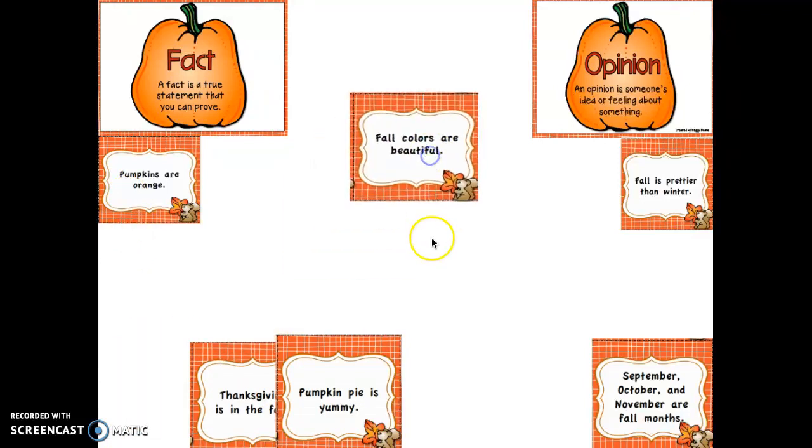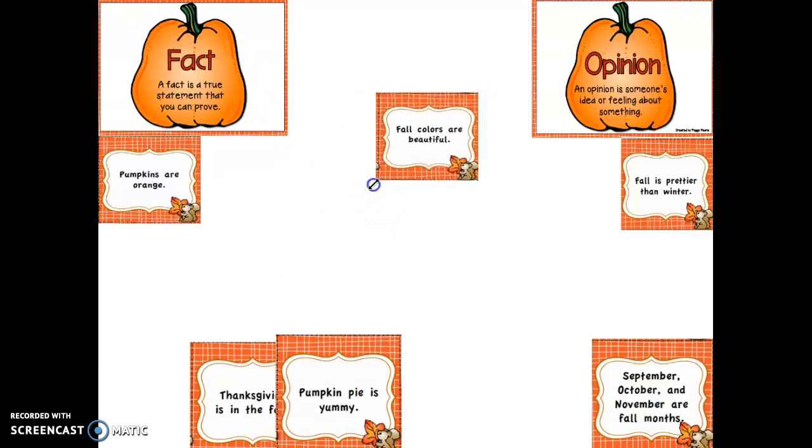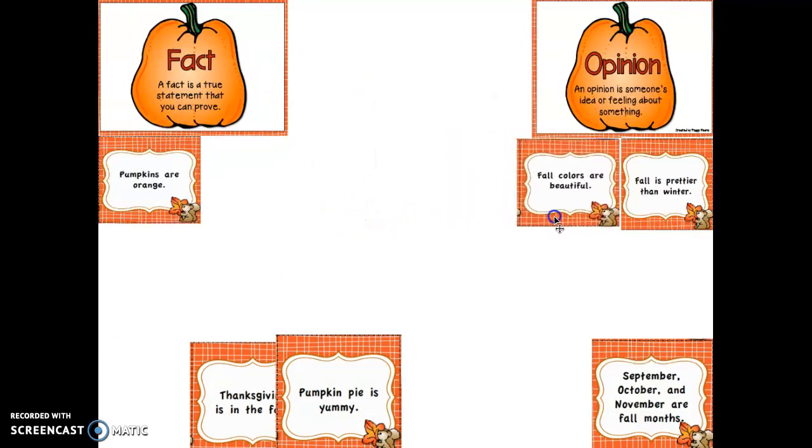Fall colors are beautiful. Okay? Fall colors are beautiful. This would be an opinion. Miss Roberts may think fall colors are beautiful, but you may think reds, oranges, and browns are ugly colors. So you may argue with that statement and say, no, fall colors are not beautiful. And there's no way I can prove this statement because it's how I feel about fall colors. It's not a fact. It's an opinion.